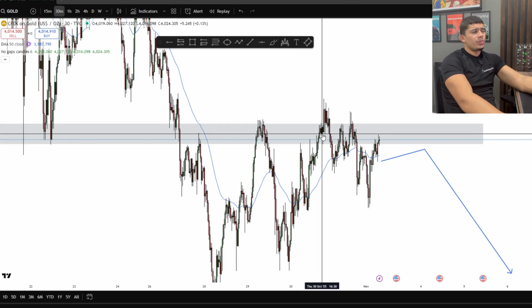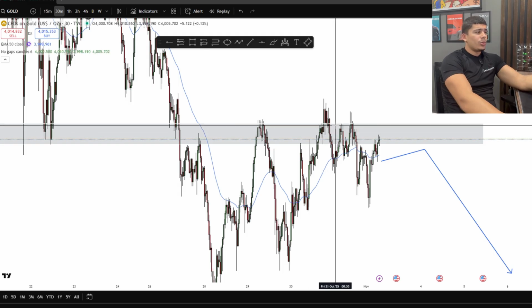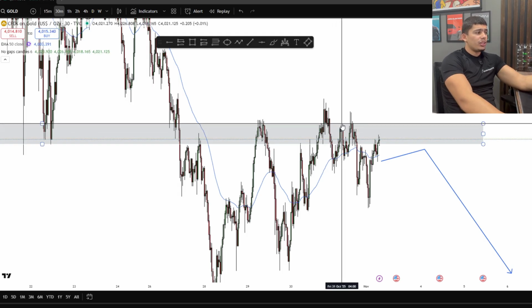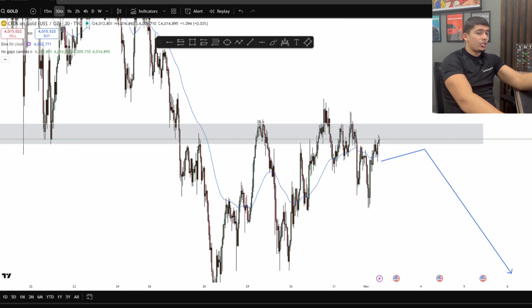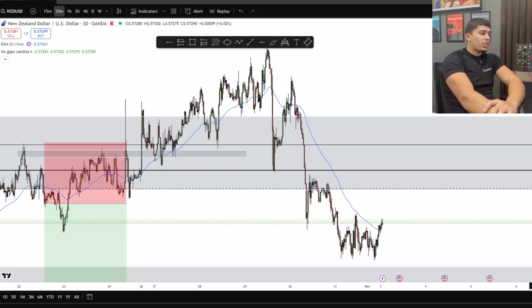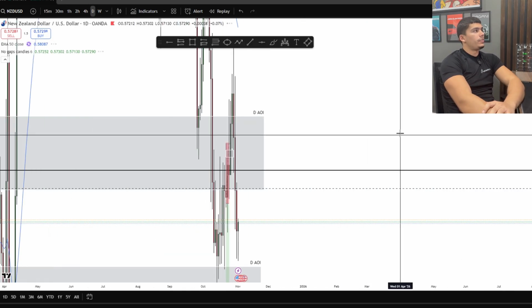I don't think I'm going to be staying up for this. I think gold needs more time to develop, especially during London. London doesn't tend to move as much as New York. So I think gold is more of a New York trade instead of a London trade.